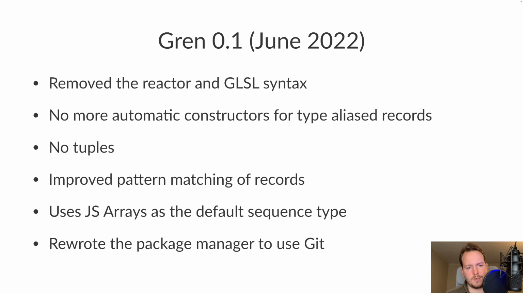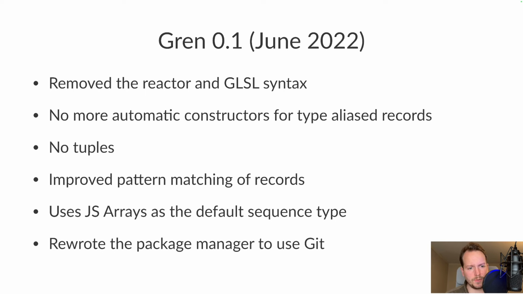And to kind of atone for removing tuples, I improved pattern matching of records. So I'm going to show an example of that, but pattern matching over records is easier in Gren than Elm.